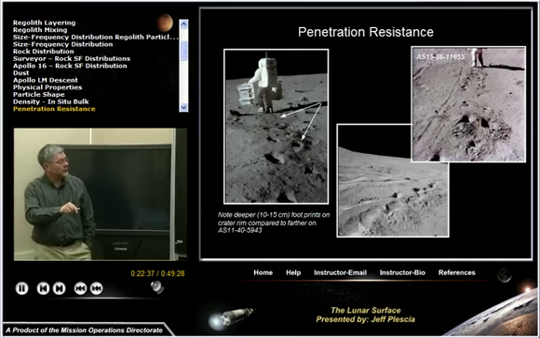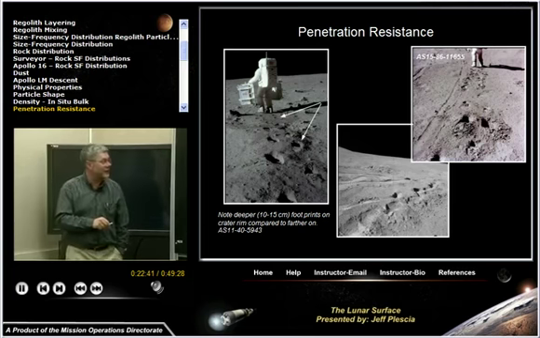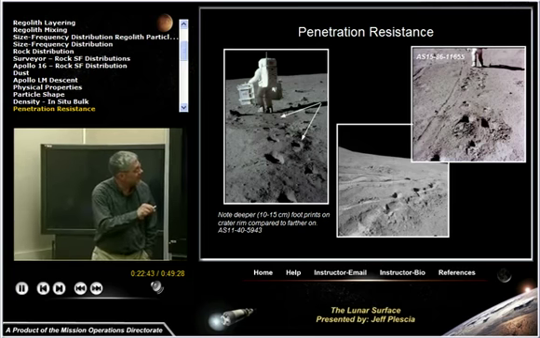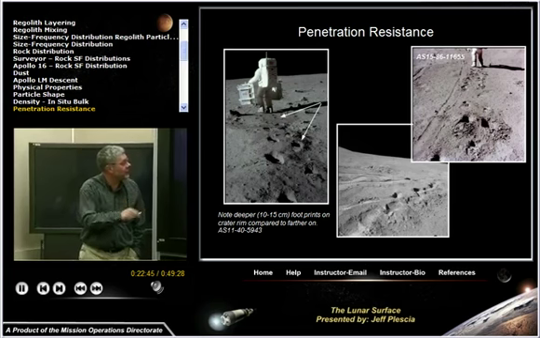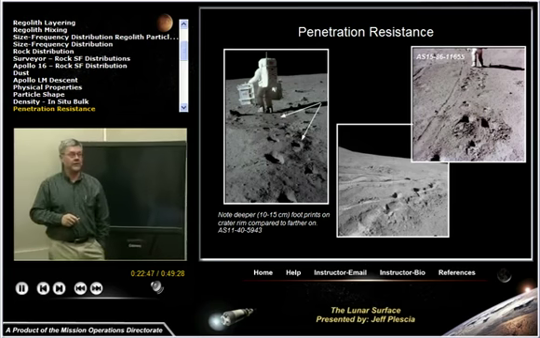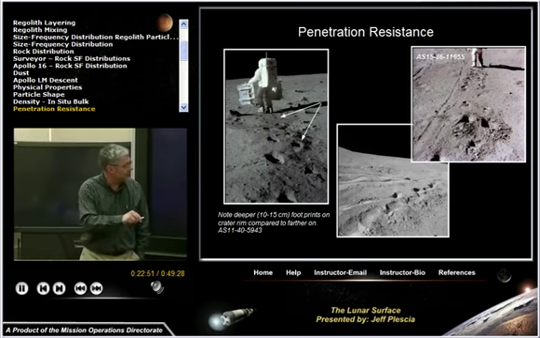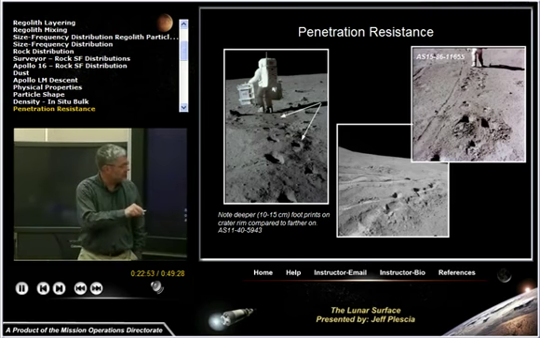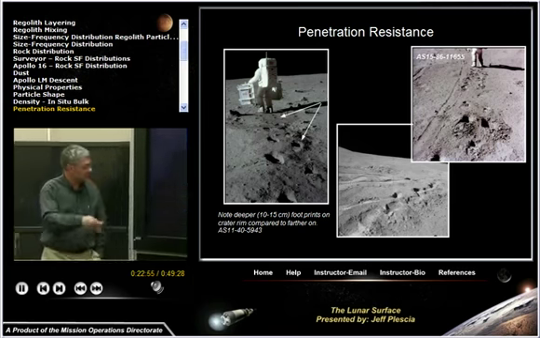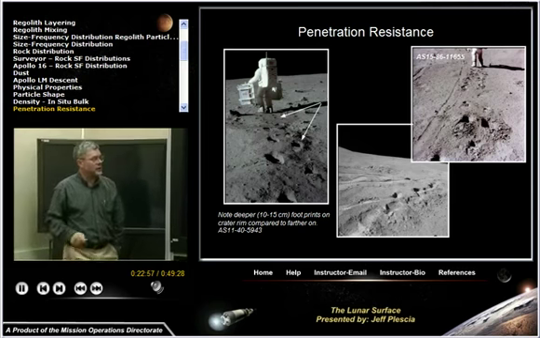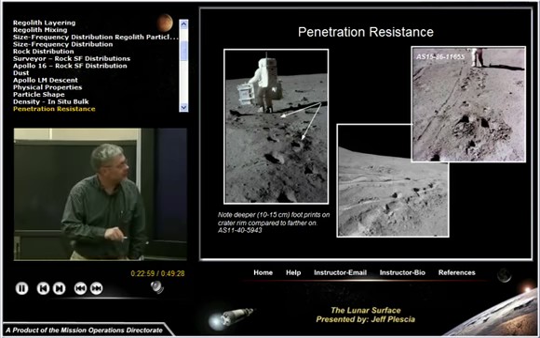The boot prints here are several centimeters deep because the material is relatively soft, so he sank in farther. When he got out here in what we call the inner crater area, the boot prints are much more shallow because the surface is firmer and it'll support more load. Same thing over here. There's some LRV tracks and some boot prints on a hillside, and you can see that this material is relatively soft and was pushed out of the way fairly easily.